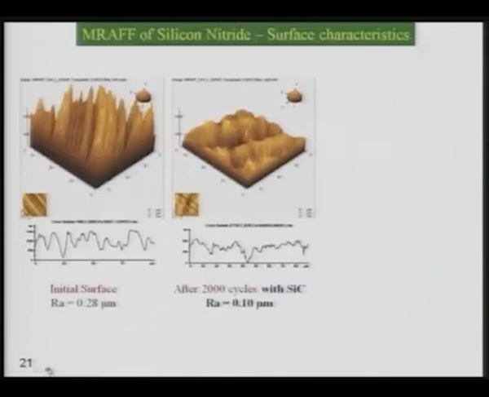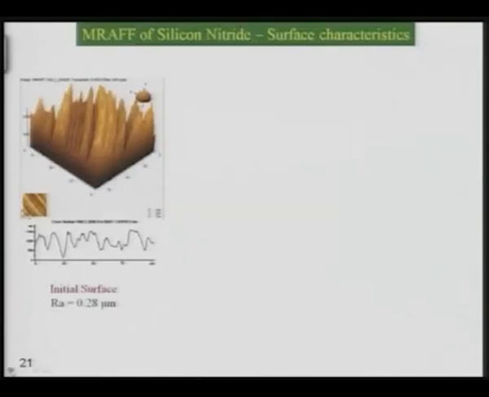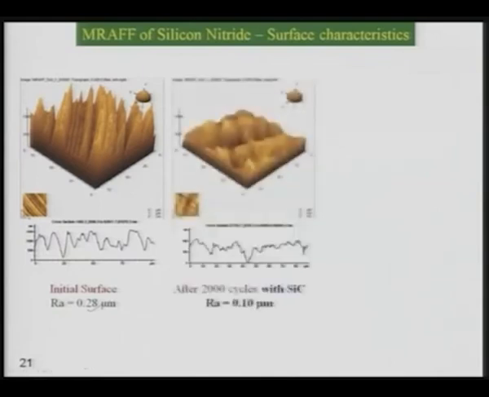Now these are very interesting pictures. See here, this is the initial surface roughness after the grinding operation, and this is the SEM photograph, and you can see what kind of peaks and valleys are there, and the surface roughness is 0.28 micron Ra value. Now after 2000 cycles, the finishing has been done with silicon carbide abrasive particles. Ra value has come from 0.28 to 0.10, but again you can see the surface quality or surface texture is not as good as it should be.